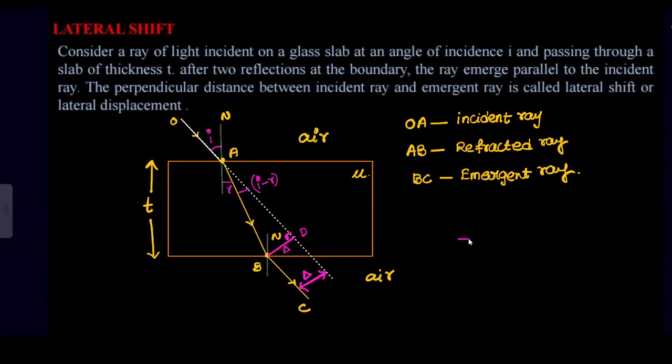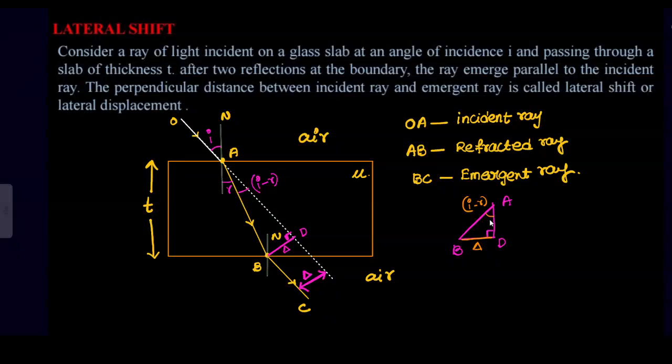Okay, if you draw this triangle separately, you can see now this is A and this is B and this is D. Here this is a perpendicular, 90 degrees, and here we can see this angle is i minus r. And BD, B to D, is the lateral shift. We need this one.